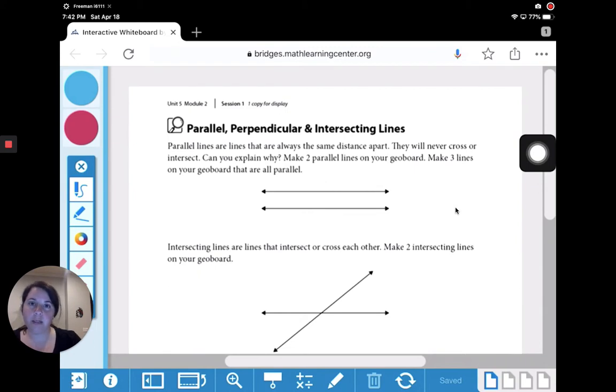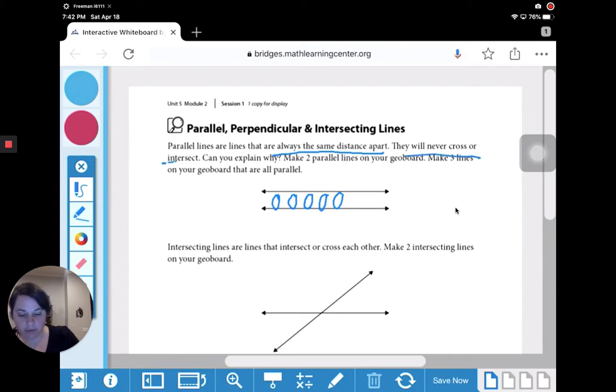The first type of line we're going to talk about are parallel lines. And as it says, parallel lines are always the same distance apart. So they're always going to be the same amount of space in between them. They will never cross, and they will never intersect. If I were to draw my own set of parallel lines, they are always the same distance apart. You know what, I'm going to use that fancy line tool we have. Always the same distance apart. And because they're always the same distance apart, they will never intersect with each other no matter how far they go.